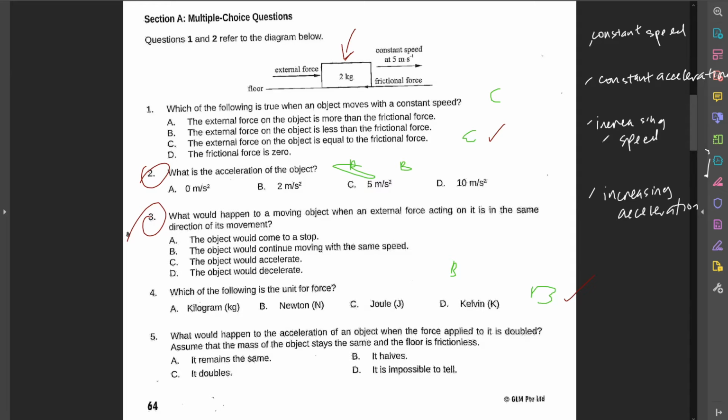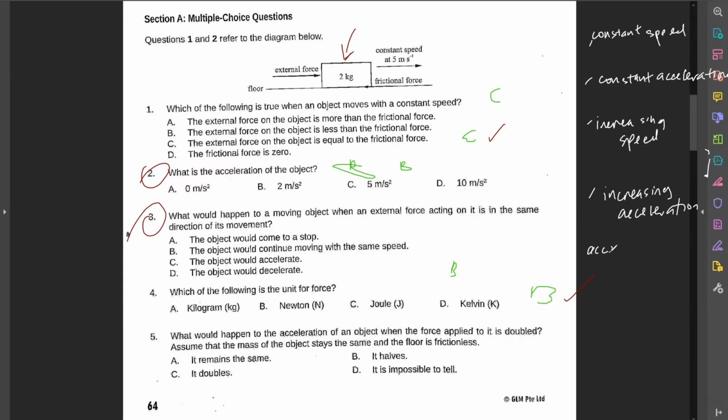So then, what about constant acceleration? Increasing speed means getting faster. What about constant speed, constant acceleration? Don't know. Okay, that means I have to go through the chapter on kinematics as well.